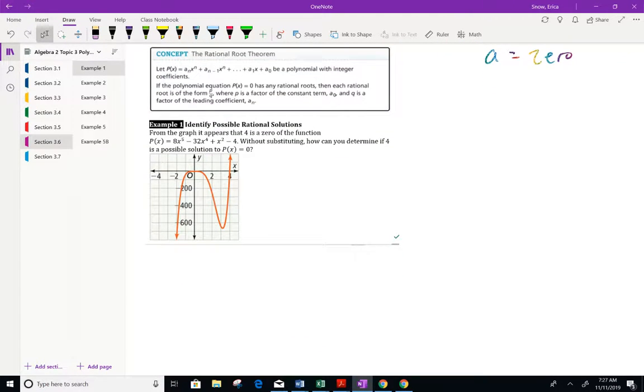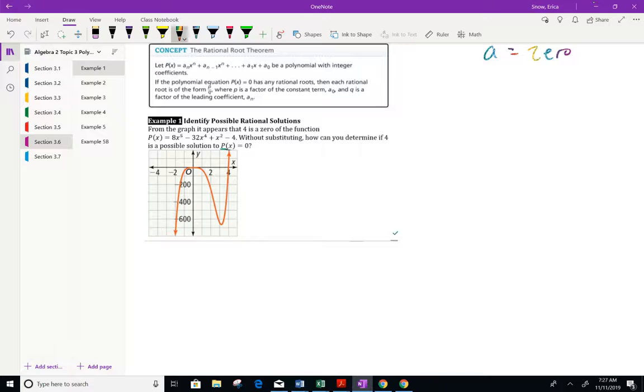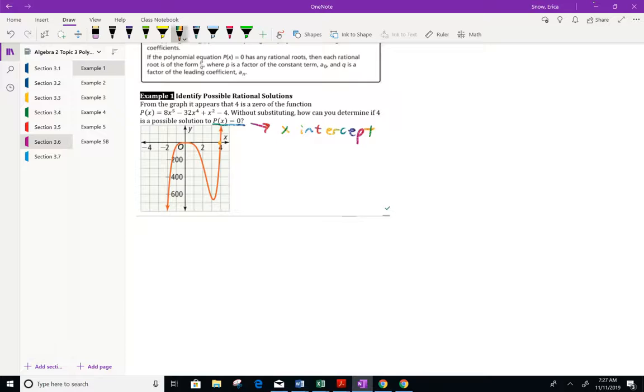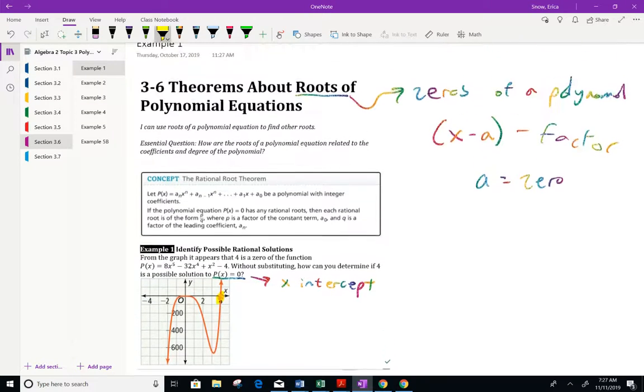So let's look at how we can use this to find possible solutions. So if we're looking for where p of x equals 0, that means we're looking for our x-intercept or our 0 to our solution. And so one way to do this is to graph it. And if you look at this graph, we can see that there's that solution right there at 4. But let's say you don't have a graphing utility. How could you find that?